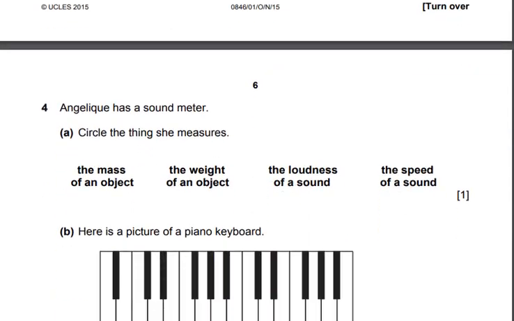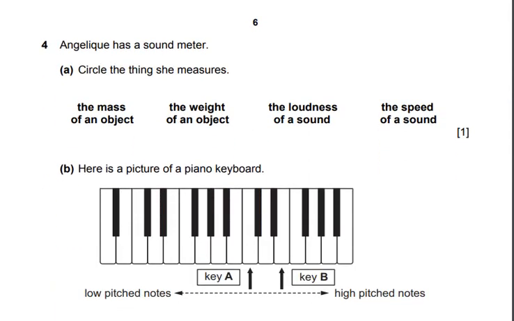Next page, question number 4. Angelique has a sound meter. A, circle the thing she measures. 1, the mass of an object. 2, the weight of an object. 3, the loudness of a sound. 4, the speed of a sound. So we have sound meter. Sound meter is an equipment we use to measure the loudness of a sound. So the third one is the right answer, the loudness of a sound.